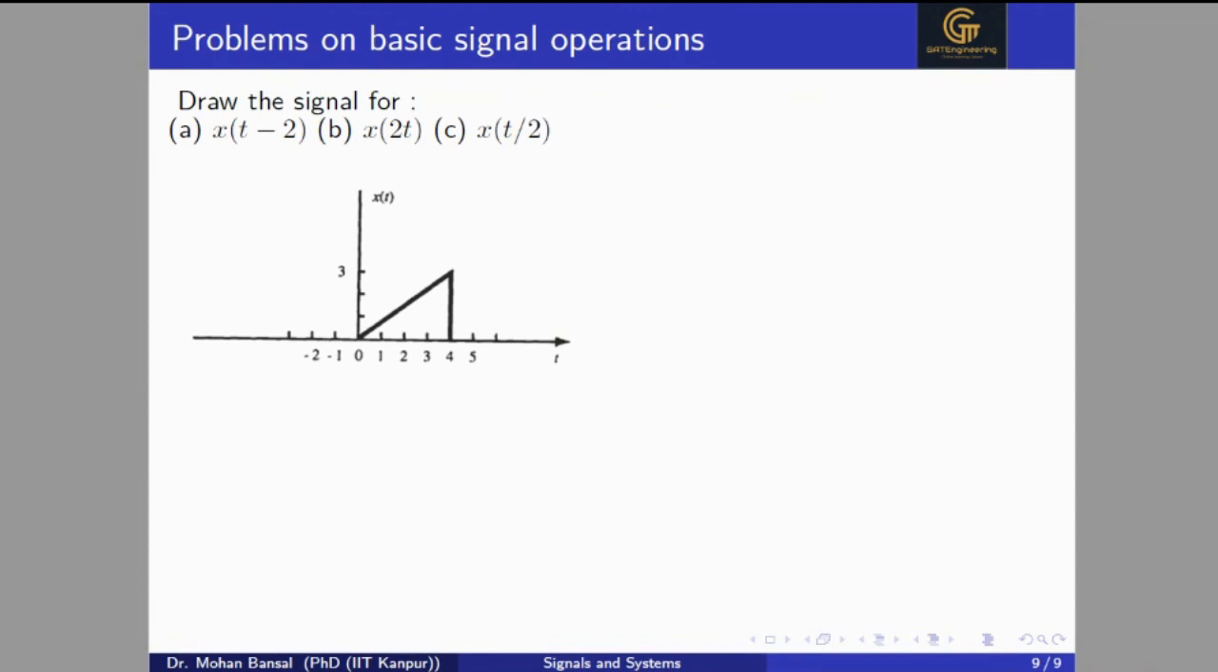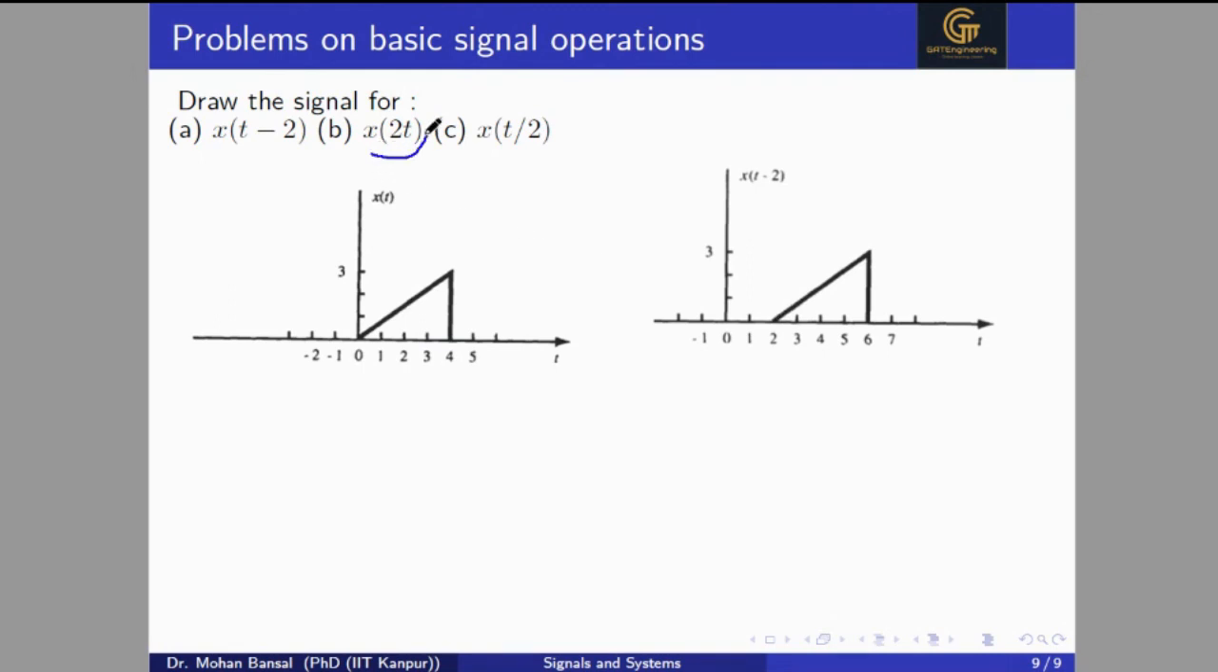Now we'll solve some problems based on the shifting and scaling properties. This signal is given, defined between 0 and 4, and outside this range the function value is 0. Its maximum value is 3. Now we have to plot x(t-2). This t minus 2 is the right shifted signal. It will start from 2, the same pattern, and end at 6. So here you can see that it is starting from 2 and ending at 6.